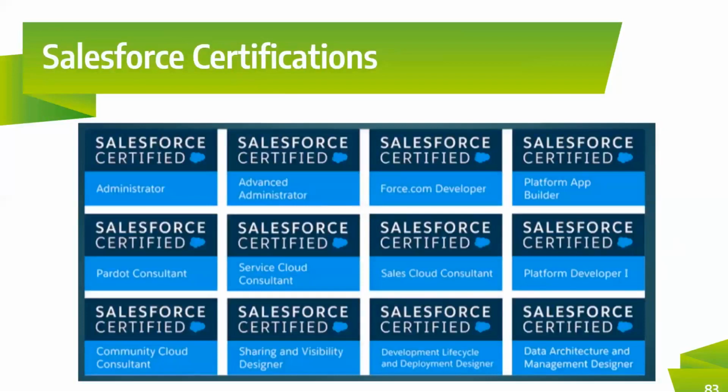And let me see what is the certification path that we follow here, right? You start with Salesforce administrator. After this, you can go for advanced admin, then you can go for Force.com, or you can do a platform app builder. Once you do that, you come to platform developer. You can do developer 1 and developer 2, right? Then you can go with the consultant.